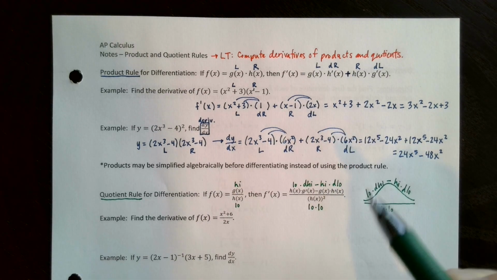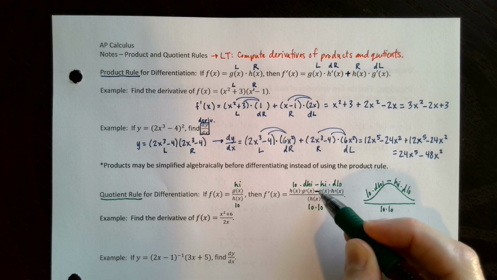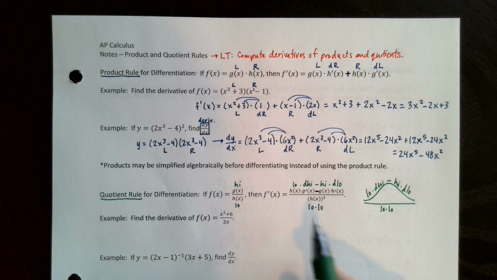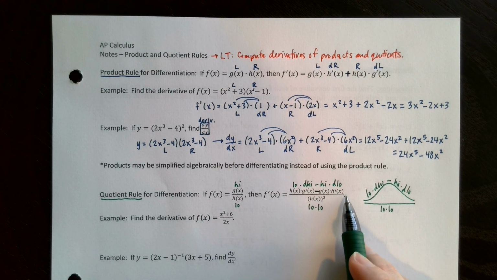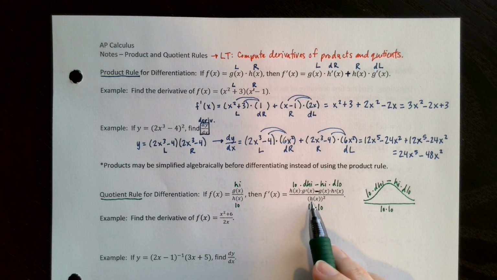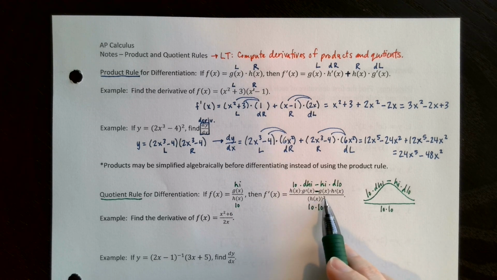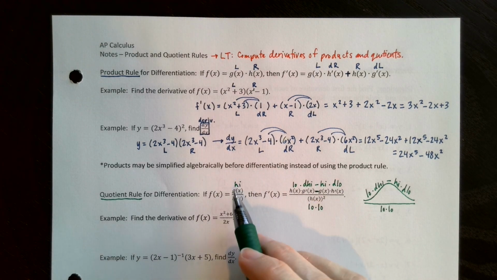Product rule had a plus. Quotient rule is a minus in between those two products. And it's also divided by another term, which is h squared. h is the lower function, g is the higher.